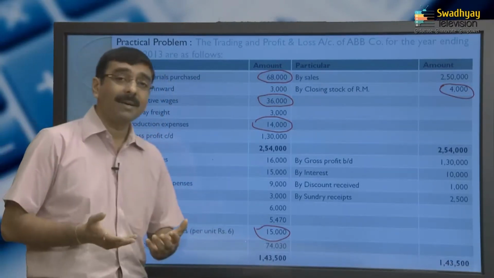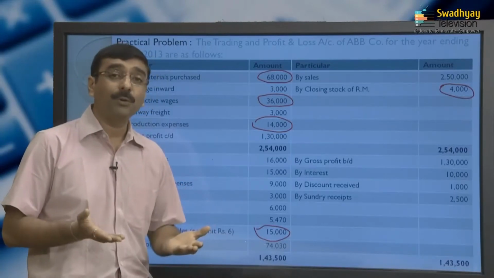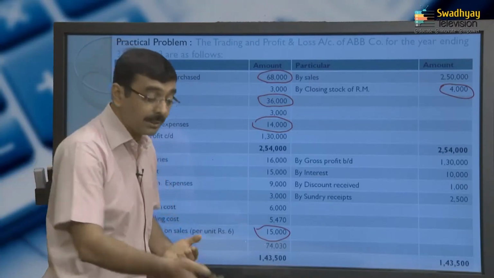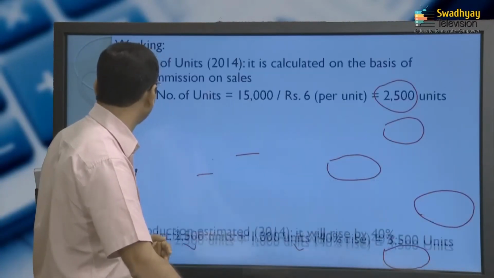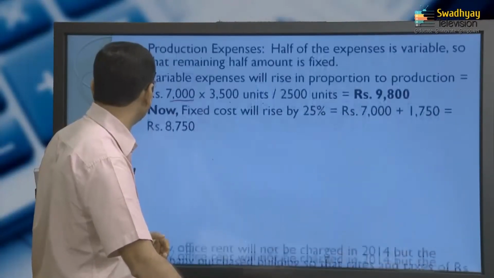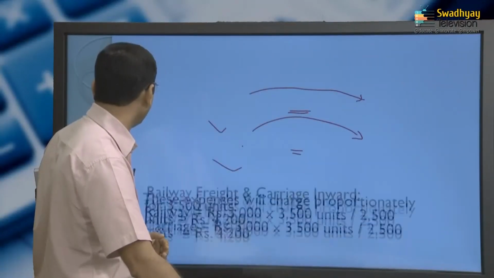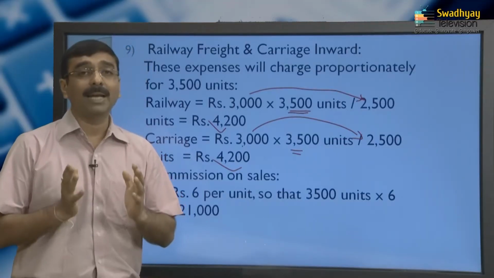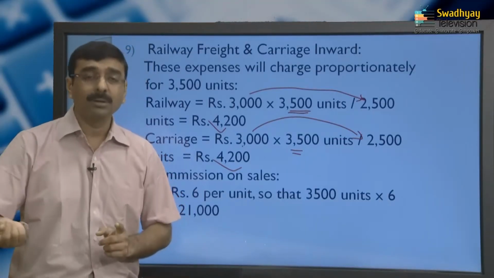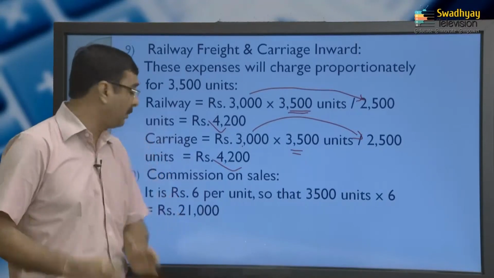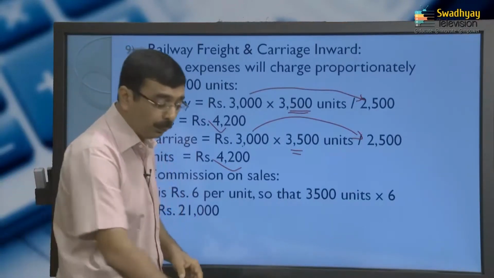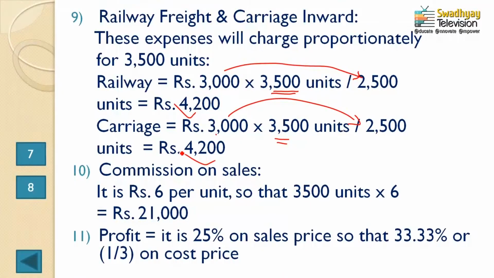Now this time the commission is 6 rupees per unit, but the number of units manufactured in the year 2014 is going to change. It comes to 3,500 units. So the commission on sales is also going to change, and this would be calculated as 6 rupees multiplied by 3,500 units, which comes to 21,000 rupees. This is the way to calculate the commission on sales for the year 2014. The total commission on sales would be 21,000 rupees.